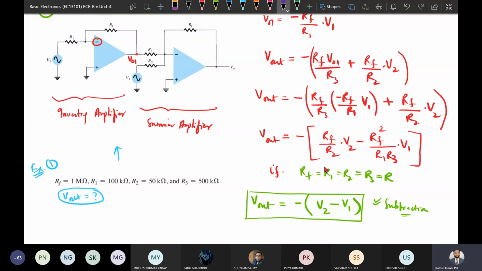So by just putting the values into this expression, this is the expression that we have got. By putting the values of different resistances, we can get the relation. So V output will be minus 20 times the second one, that is V2 minus V1. Okay.